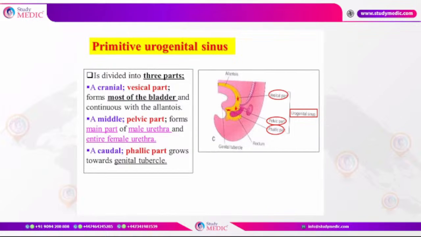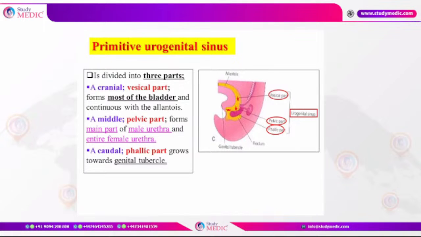So what happens in this primitive urogenital sinus? This is divided into three different parts. The cranial-most one is called the vesical part, where most of the bladder is developing from. The second part is the middle part or the pelvic part, which is going to form the main part of the male urethra, and the entire part of the female urethra forms from here. The last part of the urogenital sinus is called the phallic part or the caudal part, and this is going to grow towards the genital tubercle.